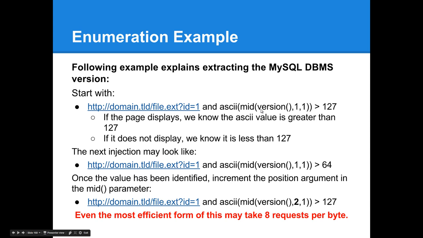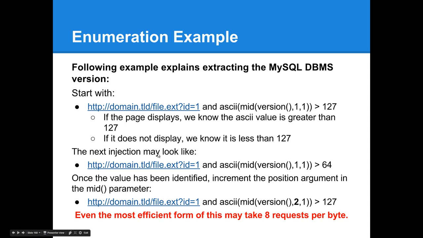Anyway, you do this for any given string, and it starts at character 1, and the substring length is just 1, so it's just returning a single character. In other words, it's returning a single byte, and then converting that character to the ASCII value. A single byte is going to be between 0 and 255. By asking if it is greater than 127, if the page displays, we know that the ASCII value is greater than 127. If it is not displayed, it is less than 127, which splits that state space in half. And so if it returns false, you can go to the lower half.